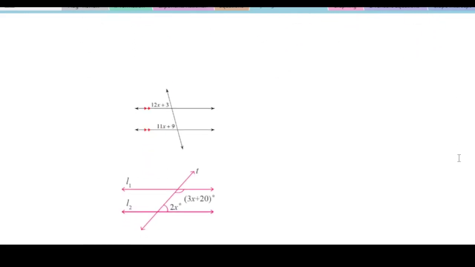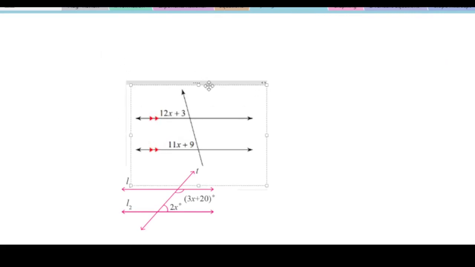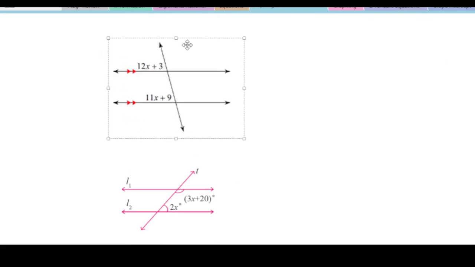Now, it does get a little more challenging when they start throwing equations in the mix. So in this case, we need to solve for x. I need to know how to set up my equation. I'm looking at this angle and this angle, and I see that they are the same. They are congruent, which means they are equal to each other. So that means that this angle, 12x plus 3, is equal to 11x plus 9.